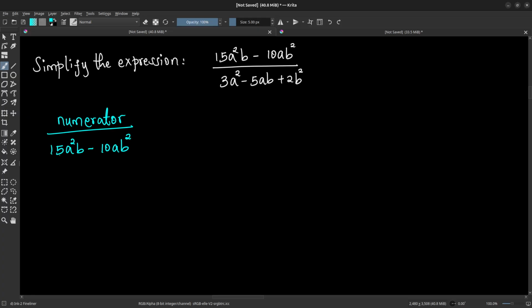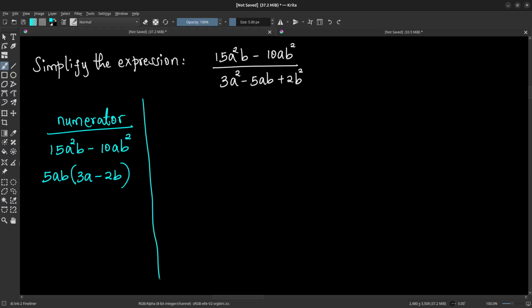10ab squared. The common factor between the first term and the second one is first the 5, then a, and then b. So 5ab is the common factor. If we factor that out, 15a squared b divided by 5ab gives us 3a, and negative 10ab squared divided by 5ab gives us negative 2b, right? So this is the simplification of the numerator.